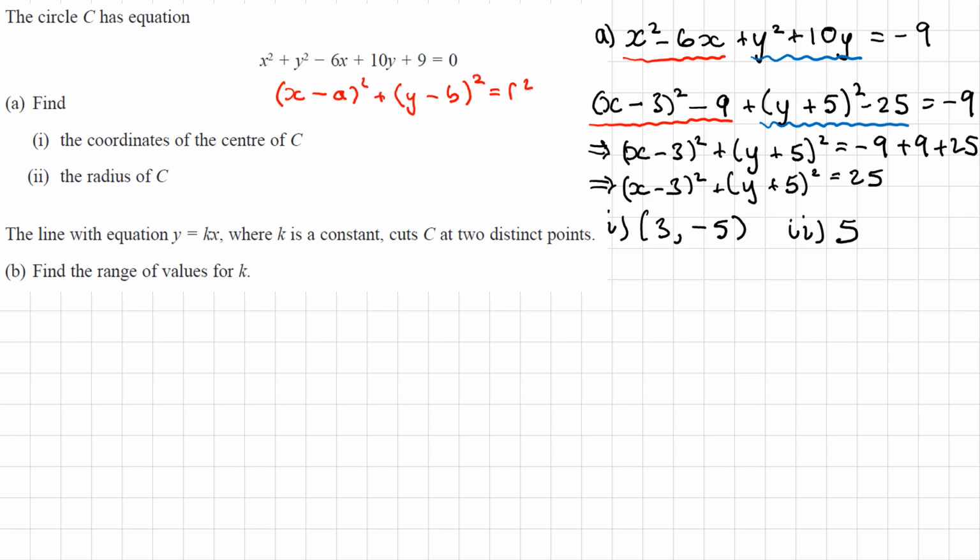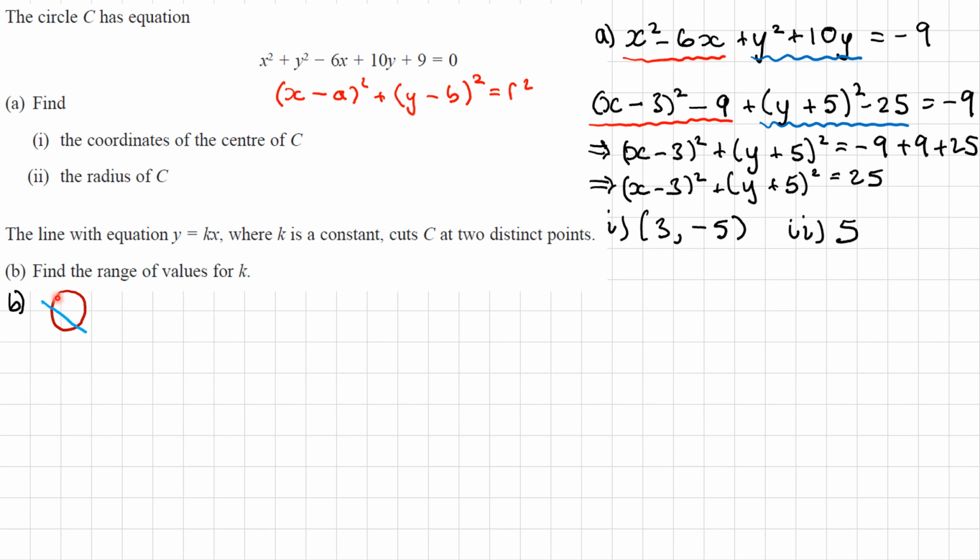Right, part B. The line with equation y equals kx, where k is a constant, cuts C, that's the circle, at two distinct points. We need to find a range of values for k. Now here's a little sketch of what's going on. So this is my circle C and my line y equals kx. The line is cutting the circle at two distinct, that means different, points.